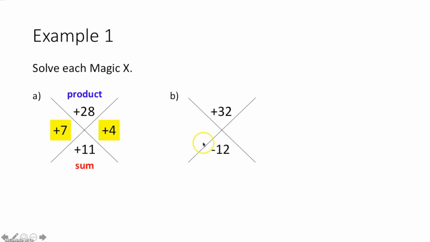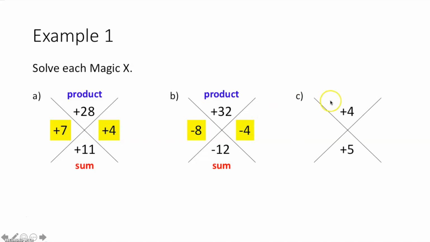Let's try another one. So here, we're looking for two numbers whose product is 32 and whose sum is negative 12. Interesting. Well, since their sum is negative 12 and their product is positive 32, that means both numbers should probably be negative. So we're looking for negative 8 and negative 4.